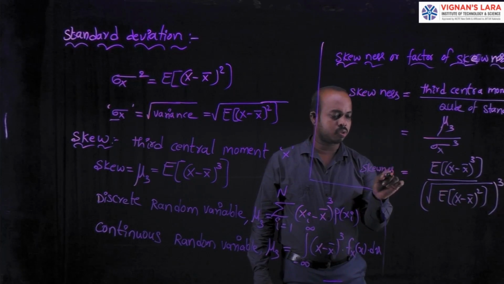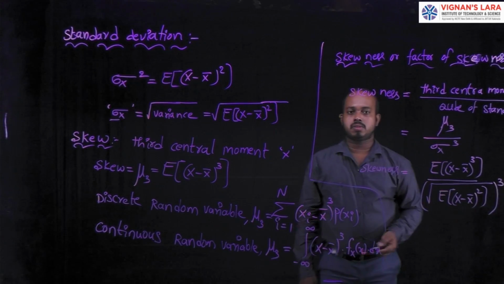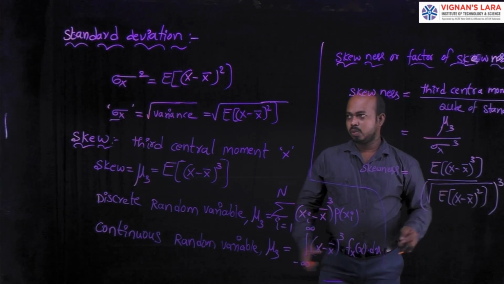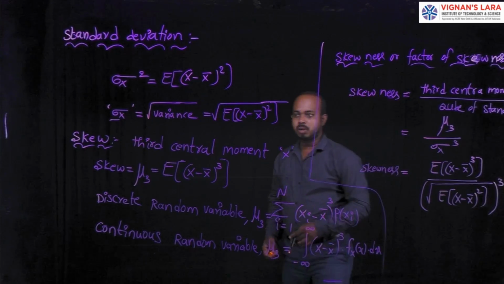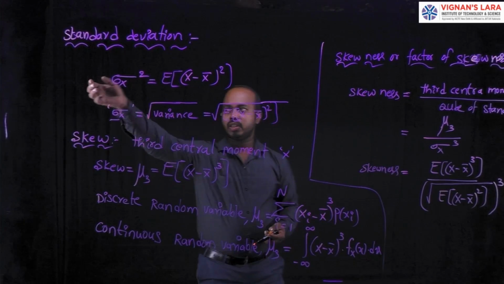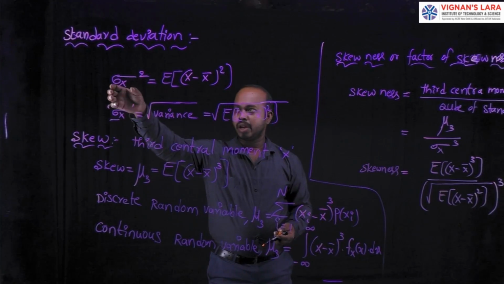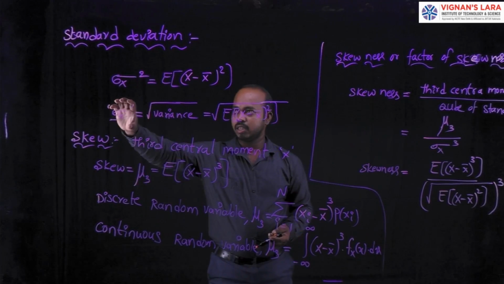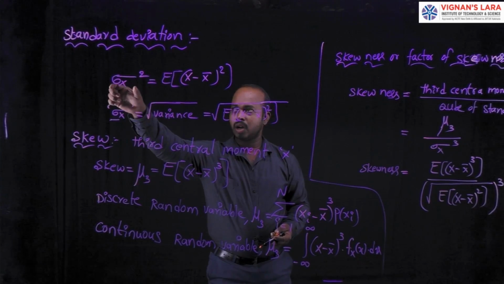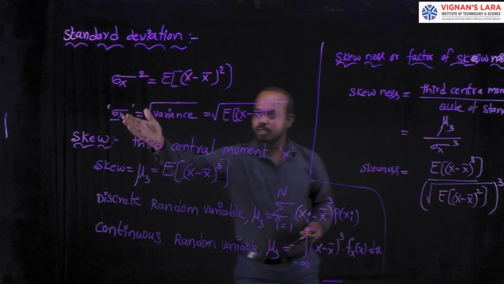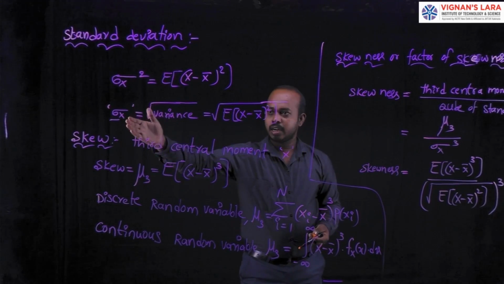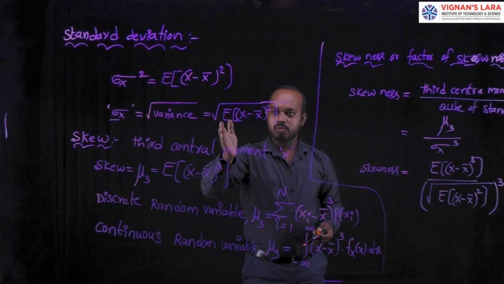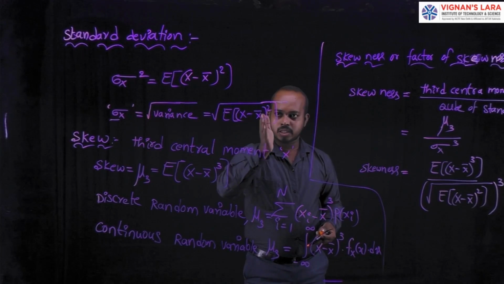The skewness of a random variable x. Here we are just saying what the fundamental definition of a standard deviation is. We can obtain the standard deviation from the variance formula. Just take the square root of the variance value and we can find the standard deviation. The standard deviation is the square root of the expectation of x minus x bar whole square.